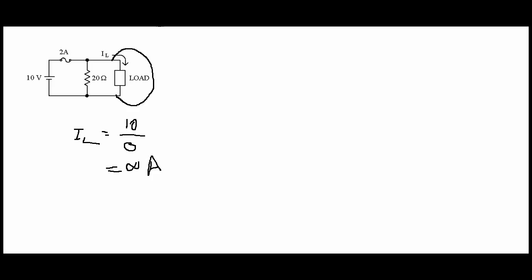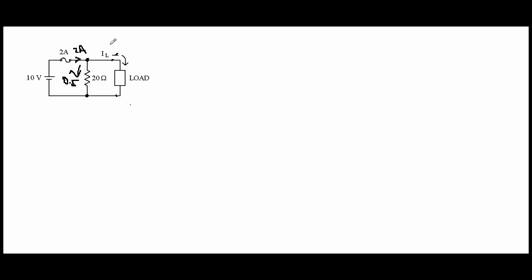Now this example is very simple, really. Since the two branches are in parallel, this current here is half an ampere, as we saw. For this node to have 2 amperes going out, there is half an ampere going here, 0.5. That leaves 1.5 amperes for the load. So IL maximum in a maximum instance will be 1.5 amperes.